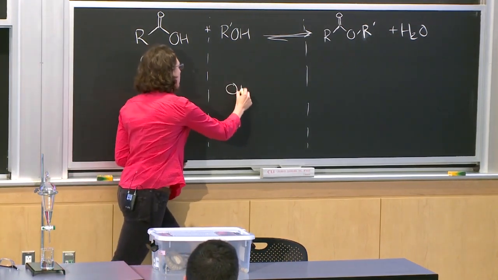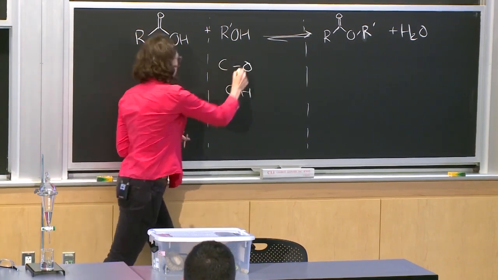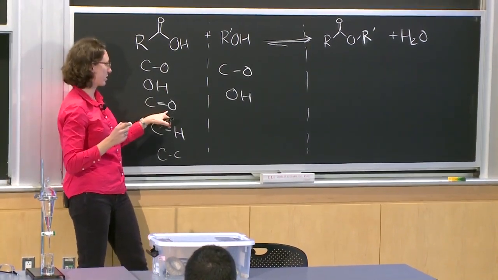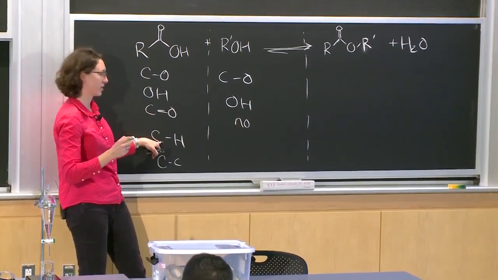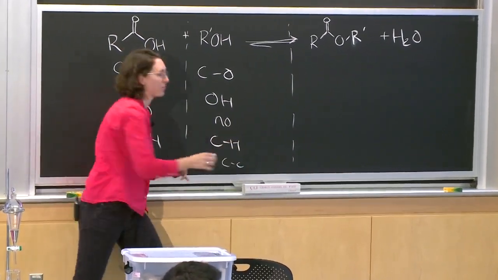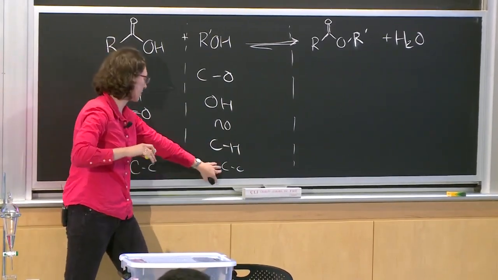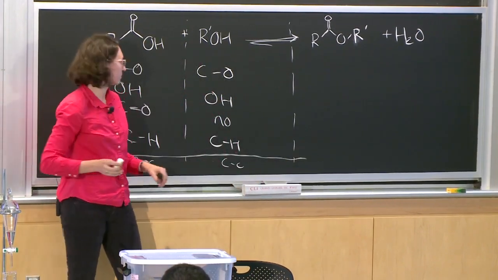We'll have another OH stretch. Do we have a C single bond O? Yep. Do we have one of these? No. None of those. We have some of this? Yeah. And then again, maybe the CC bond. Sometimes those are in the fingerprint region. You probably don't spend too much time looking for these. These are kind of there, but not easy to see.